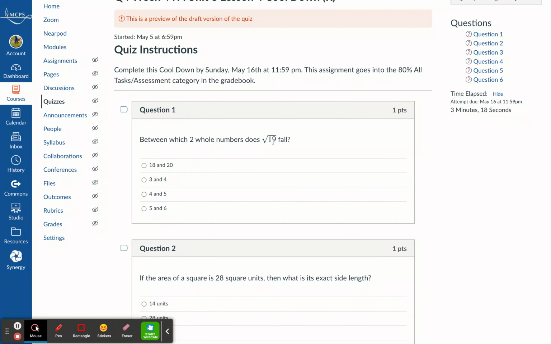Too big. So 16 was a little too small. 25 was a little too big. So it's going to be between 4 and 5. 4 times 4 is 16. 5 times 5 is 25.